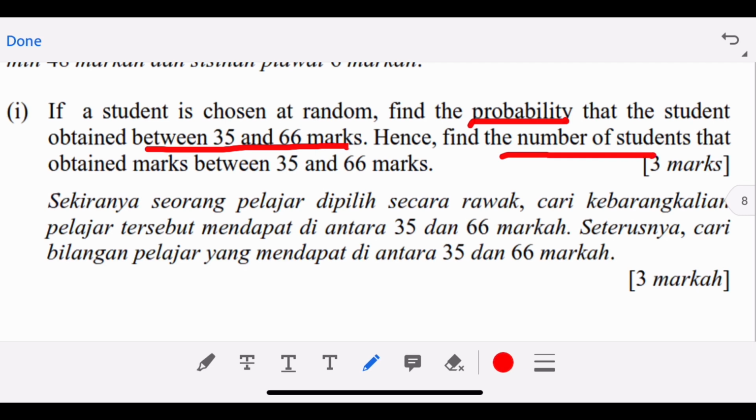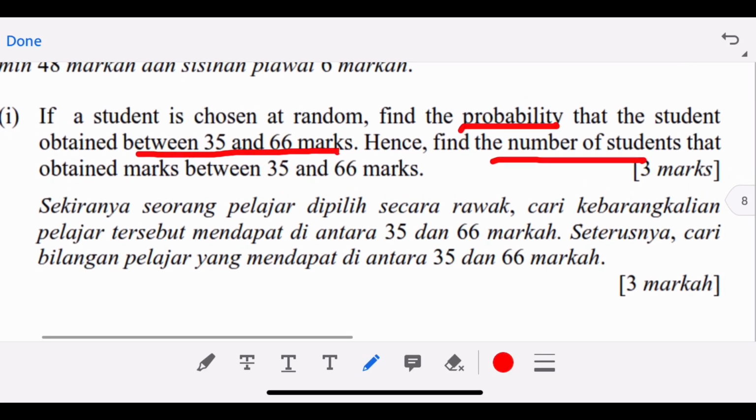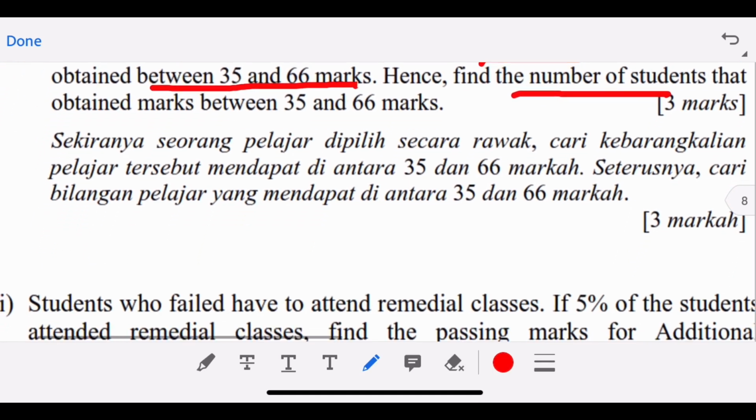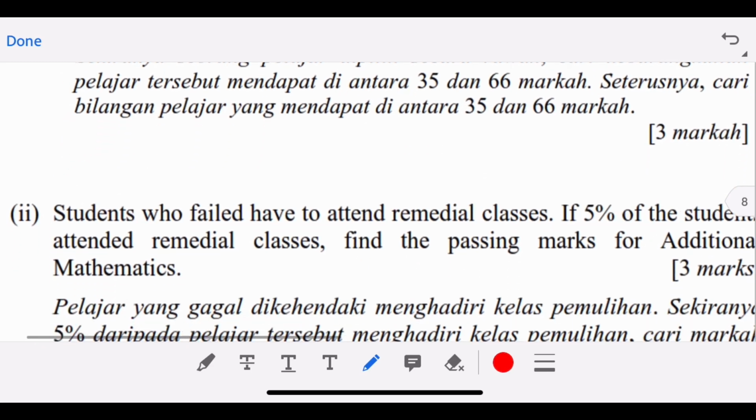So in the beginning we try to understand the question and make sure we really highlight the keywords before we proceed. Alright, okay, so this is 3 marks. It's actually quite simple. You just convert to the z-score, then you just use your calculator, right?